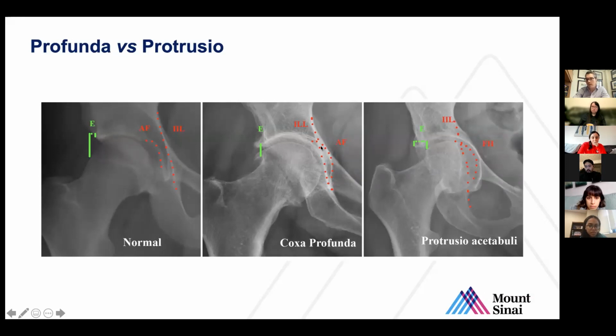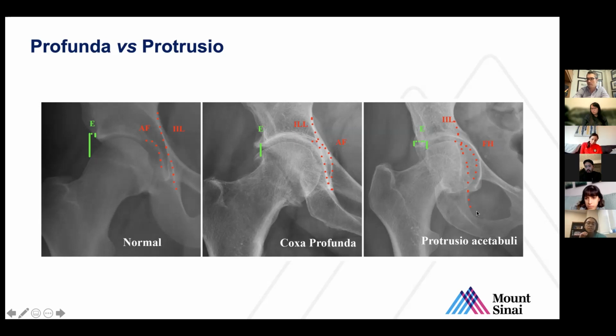And then profunda, this medial aspect of the acetabulum is medial to the ischiofemoral line or the quadrilateral surface, however you want to think about it. But this is the definition of profunda. Protrusio is the head. The head is medial to the quadrilateral plate or the ischial line.